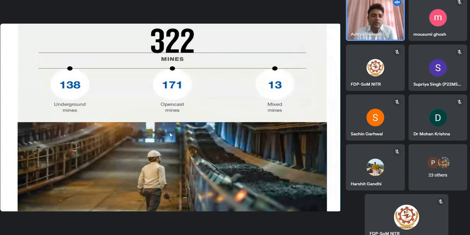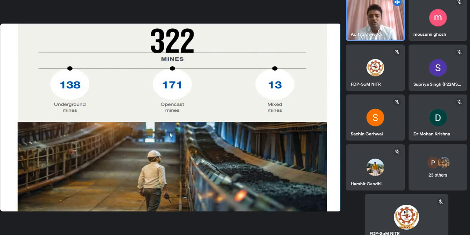Now about mines, we have some 322 mines. Out of that, 138 are underground and 171 are open cast mines. We have operations majorly in states where the tribal population is high and the areas are very remote, and these mines are in very remote areas.